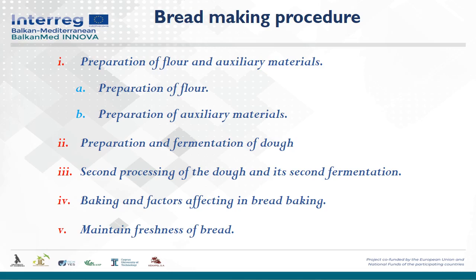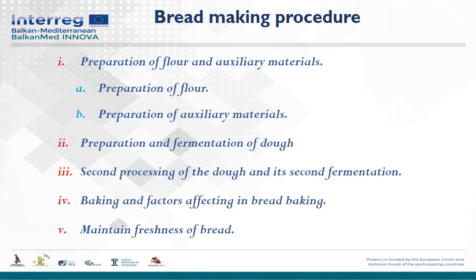We have talked about bread type and bread formulation, and also about the preferences of this type of bread in different countries. Let's mention now a list with the steps that we have to follow for classic bread making procedure. Well, the first one, we have to start with the preparation of the flour and auxiliary materials, then preparation and fermentation of dough, second processing of the dough and its second fermentation, baking and factors affecting bread baking, and maintaining the freshness of the bread.